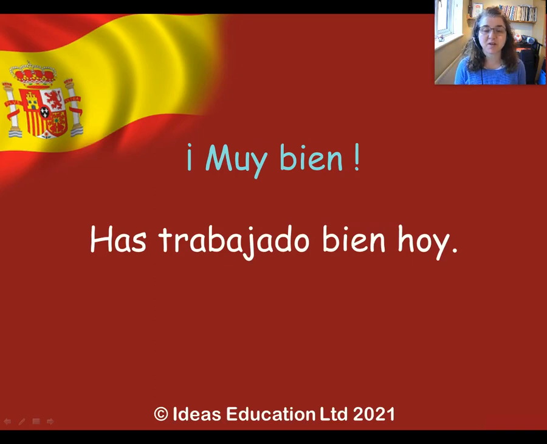So, muy bien, we've worked very hard today, been finding out about how to say that we speak different languages and finding out where different languages are spoken as well.